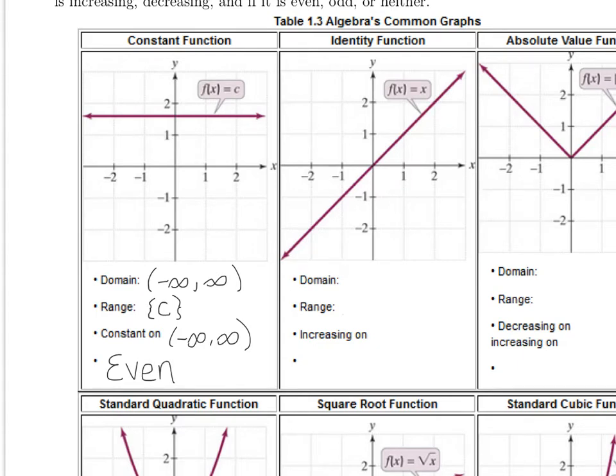So what I'd like you to do is pause the video and see if you can fill in this information for the rest of these graphs on this page. And this will be good practice for your quiz next week because this is all from sections 1.2 and 1.3. So pause the video, try to fill out the rest of this information, and then we'll go over it together.